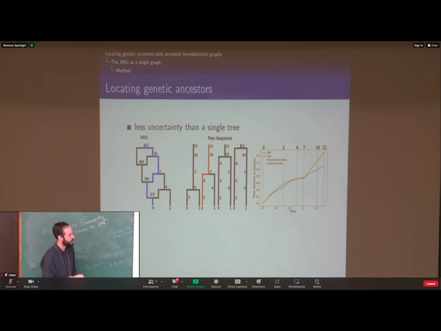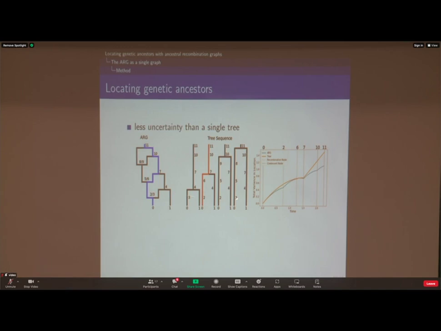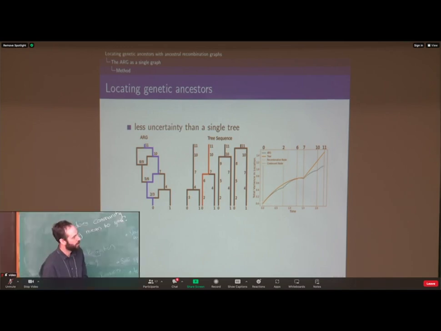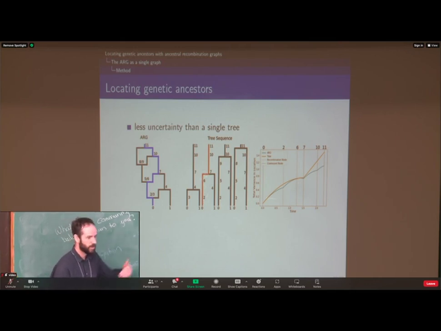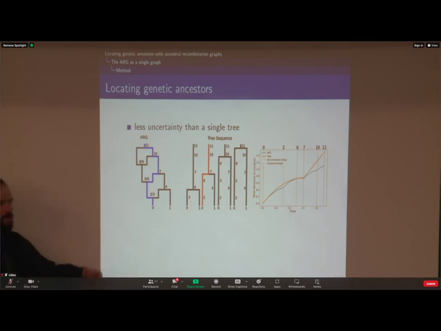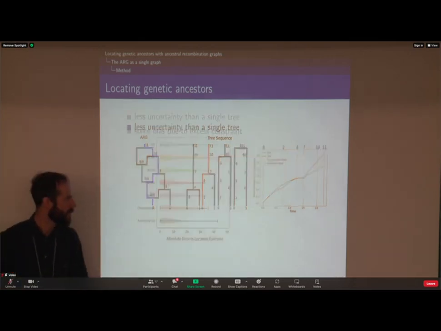Because we're using more information, if we locate the ancestors using the ARG, this blue line, we see the variance in the ancestor location increases, but it's always less than or equal to the variance that we get from locating ancestors from a single tree. So because we're using more information, there's less uncertainty in our ancestor location estimates.